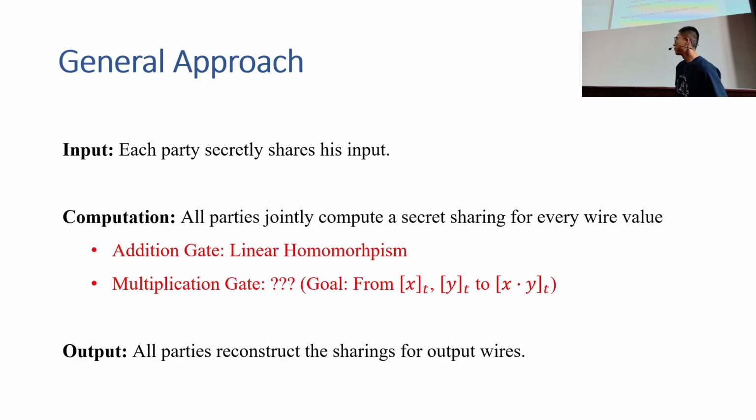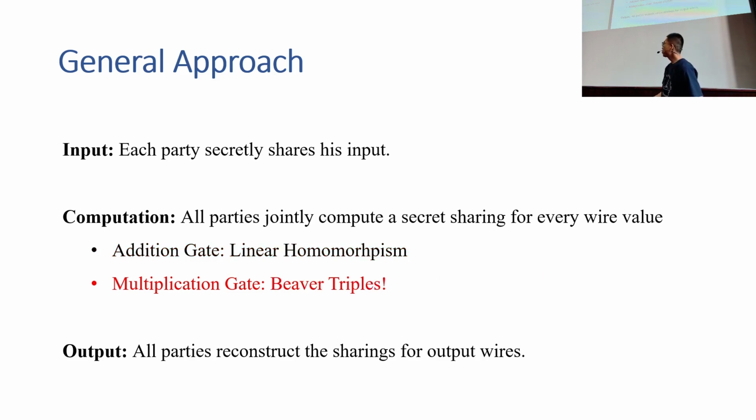Okay, now for addition gates, we can just use the linear homomorphism of Shamir. We don't need to do any interaction. But for multiplication gates, we want to compute from sharings of x and y to sharing of their multiplication. And here we choose to use Beaver triples. The reason is that the Beaver triple allows us to reduce the task of multiplication to 2 reconstructions. And we just mentioned that quiet parties cannot stop honest parties from doing reconstruction. So in this way, we can ensure that the online phase or the computation of the circuit will never fail.